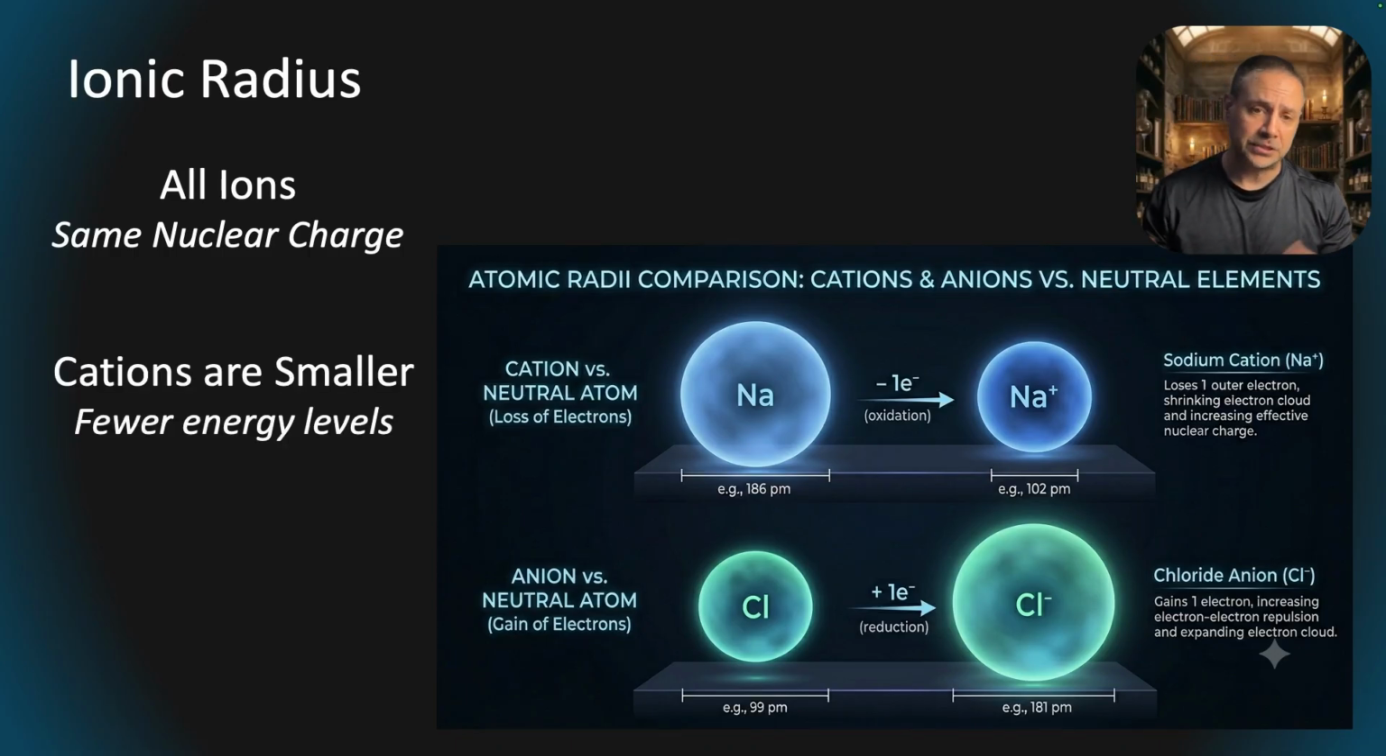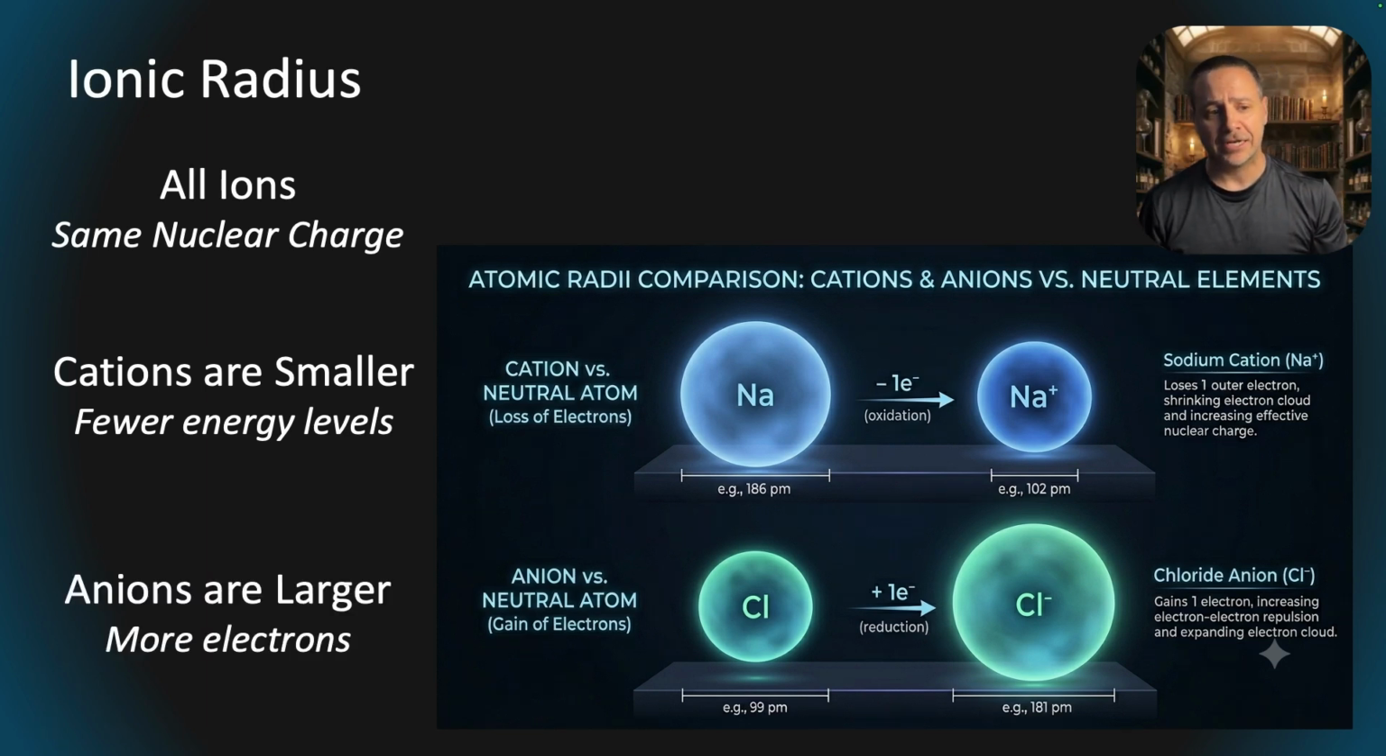Cations form by emptying out their valence shell. That's going to make cations smaller than their neutral counterparts. Anions, on the other hand, are going to get larger because they're gaining electrons when they form. The anion will always be larger than the neutral atom.